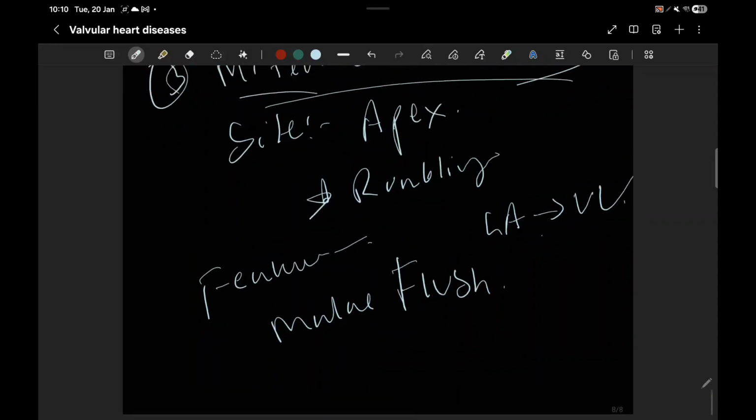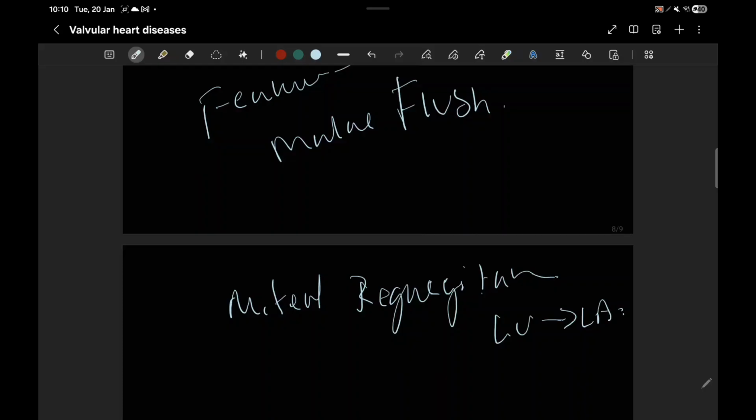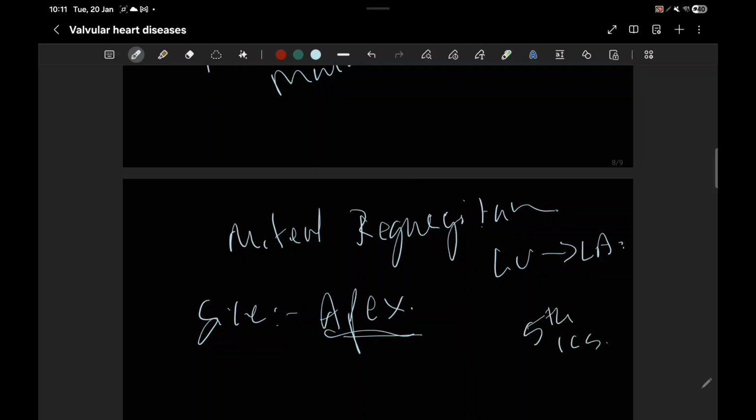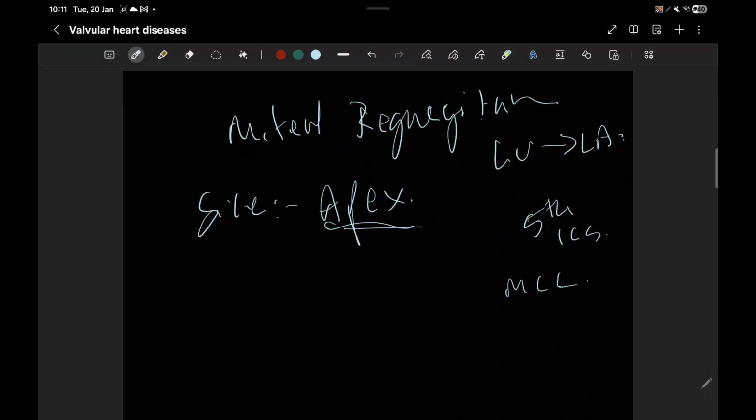Then next is MR, mitral regurgitation, which is backflow again. There's a backflow of blood from the LV to the LA, so the blood leaks. Again the site is the apex, where you can hear it. You know the apex, right? In the fifth intercostal space, mid clavicular line. Now, what happens in mitral regurgitation?